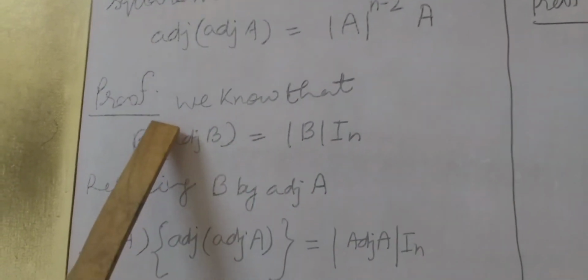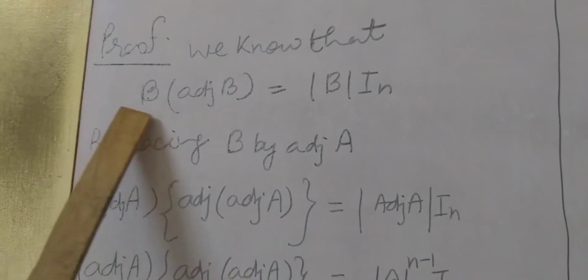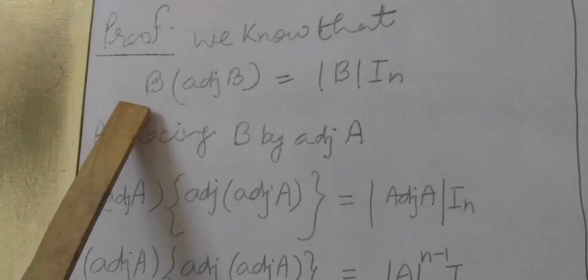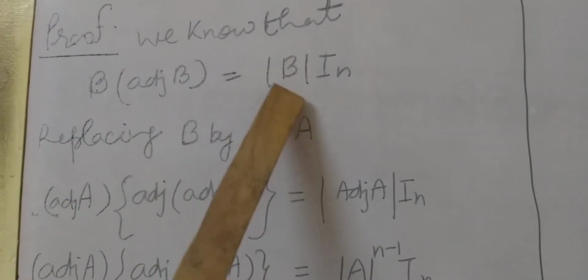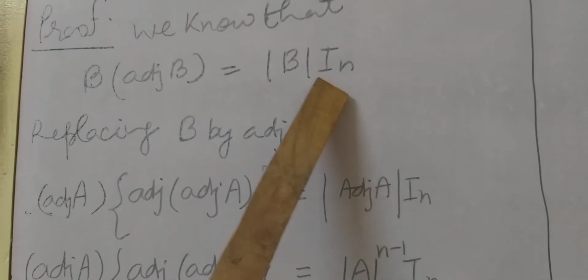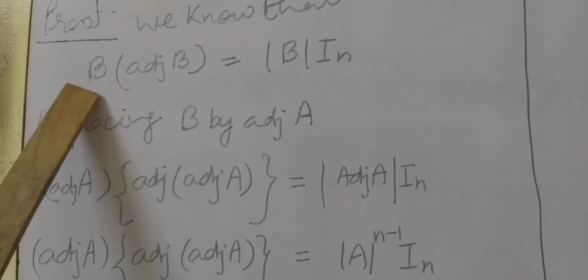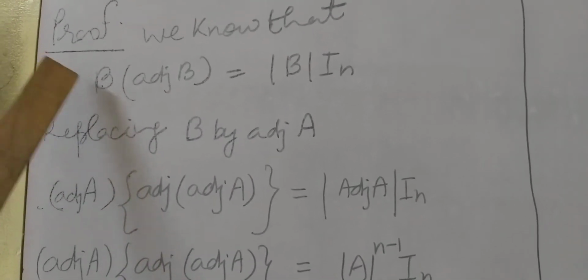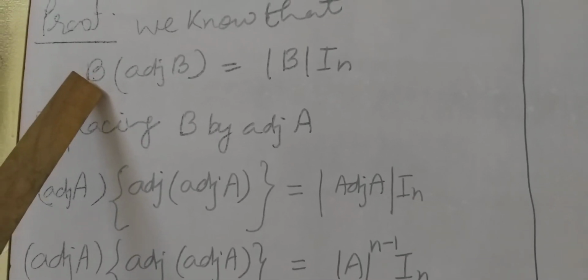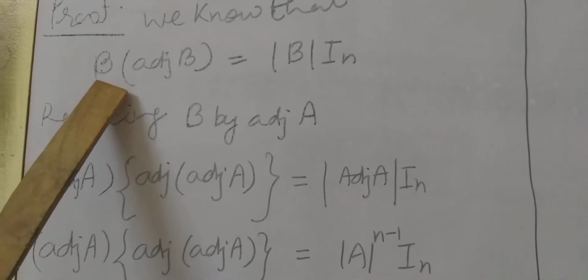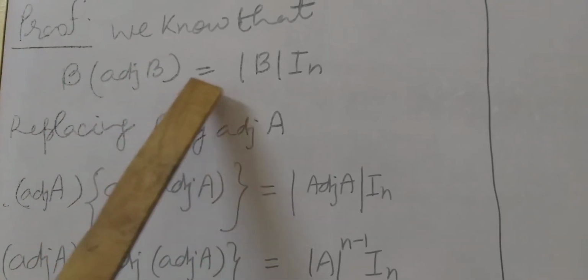How can we prove this? Students, we know that yesterday we proved this property: B into adjoint B equals determinant of B into In. Yesterday we had taken A in the place of B. So B into adjoint B equals determinant of B into In.